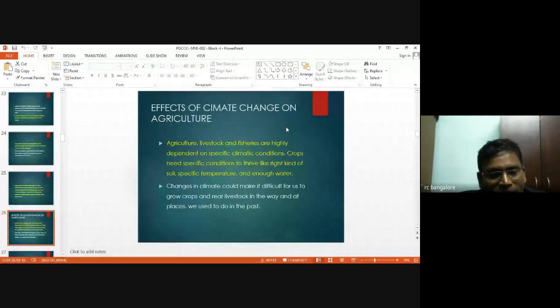Not only the plants, even the livestock, other organisms, and also the fisheries which inhabit the river, the pond or the ocean, are highly dependent on specific climatic conditions. Crops need specific conditions to thrive, like the right kind of soil, a specific temperature, and enough water.